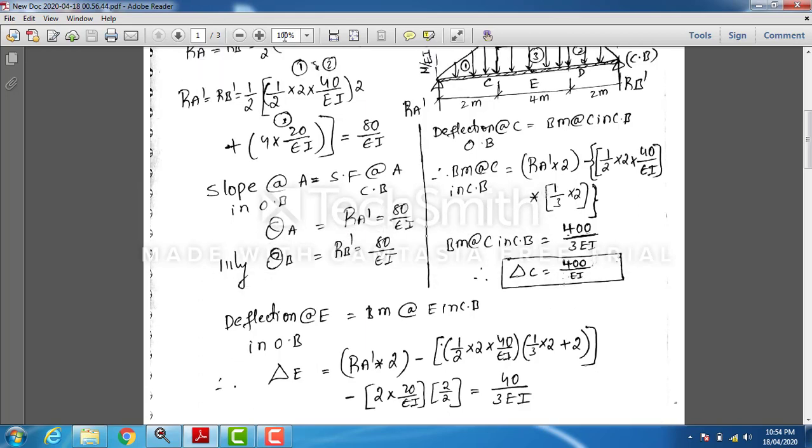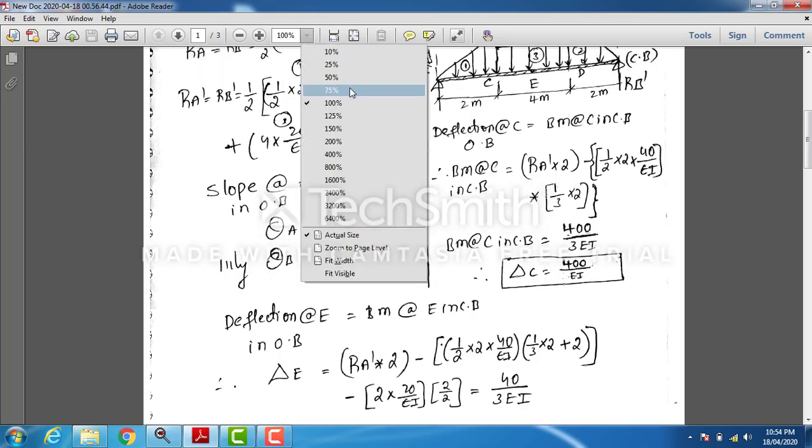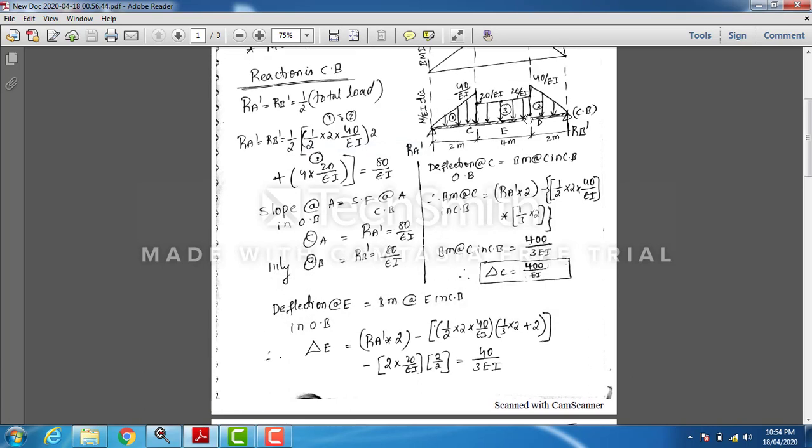Next. So we also need to find bending moment at D. It will be the same way: RB dash into 2 minus this area about D. So you'll get the same value. If you take bending moment at D and you consider the right portion.